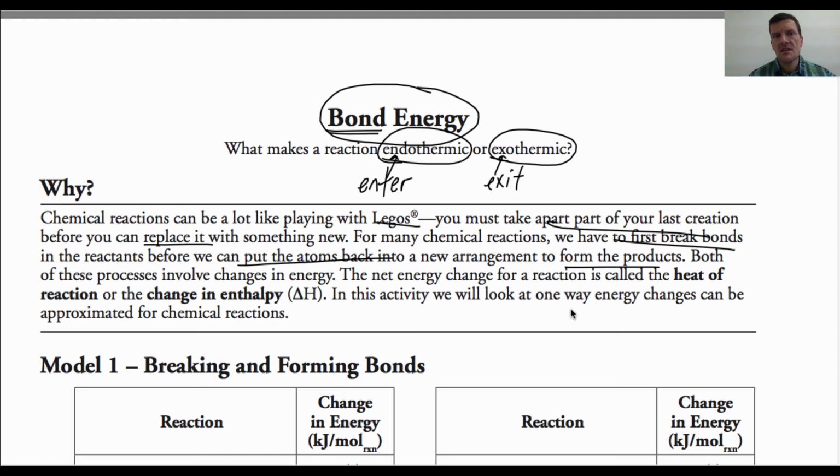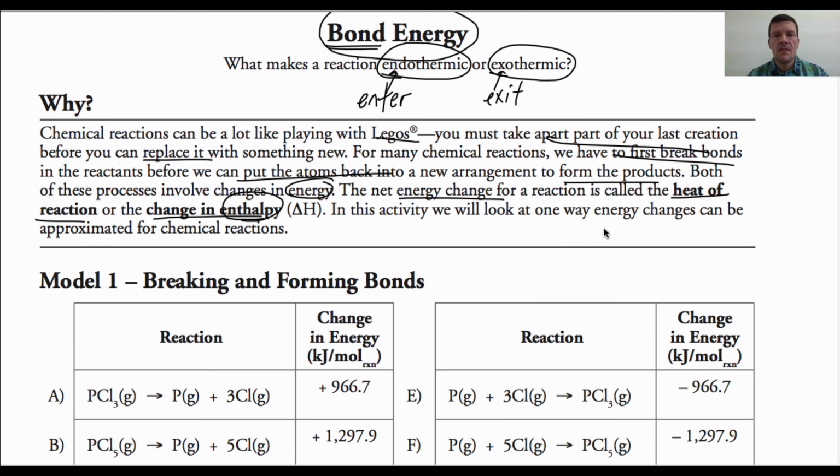Both processes involve energy. If both happen, one's going to be using energy, the other one's going to be releasing energy. And then the difference between those two, if you add those together, one's positive, one's negative, the net result is called the heat of the reaction, or the change in enthalpy. Enthalpy is just a fancy word for heat energy at a constant pressure. So that's how we're looking at this energy as it is related to chemical reactions.